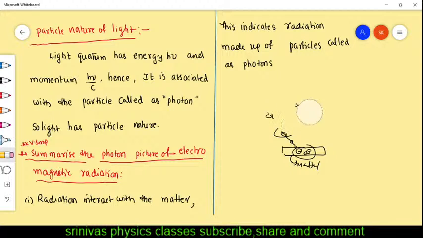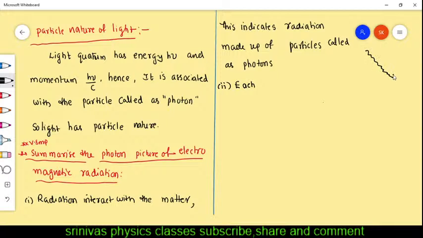This is the first point: radiation is interacting with matter, which means radiation is also made up of particles, and those particles are called photons. And the second point is that each photon, okay, radiation is made up of particles. This radiation light has particle nature, and each particle is called a photon or quanta, right?